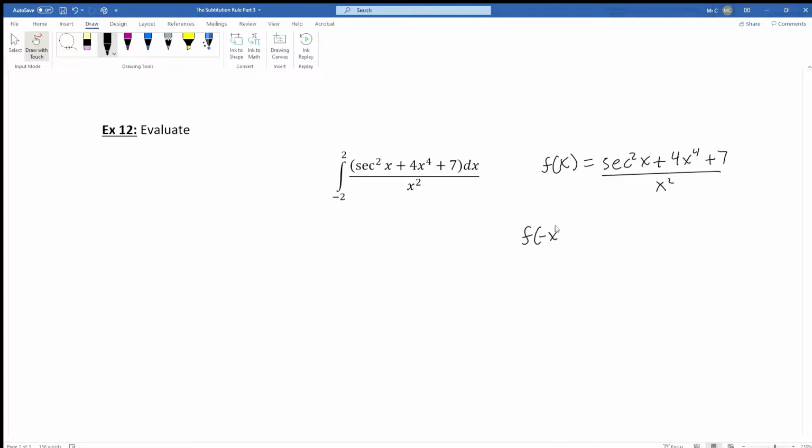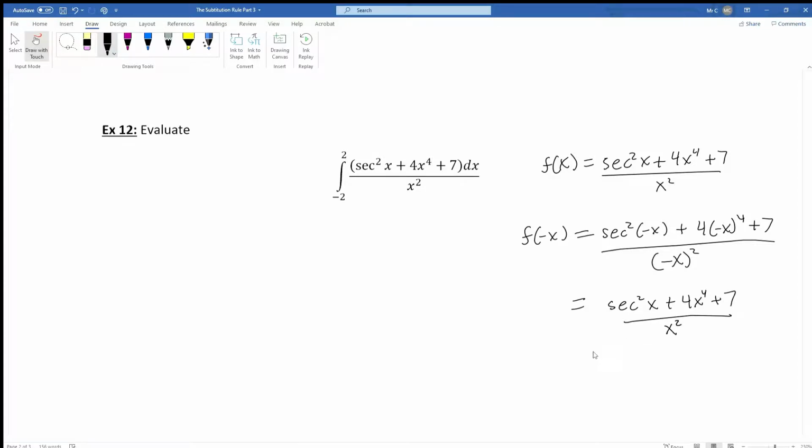Then when I plug in negative x, I'll get secant squared of negative x plus 4 times negative x to the 4th plus 7 all over negative x squared. And each of these functions that we plugged negative x into is an even function. So I can just get rid of the negatives and write this as secant squared of x plus 4x to the 4th plus 7 over x squared, which is of course just equal to f of x.